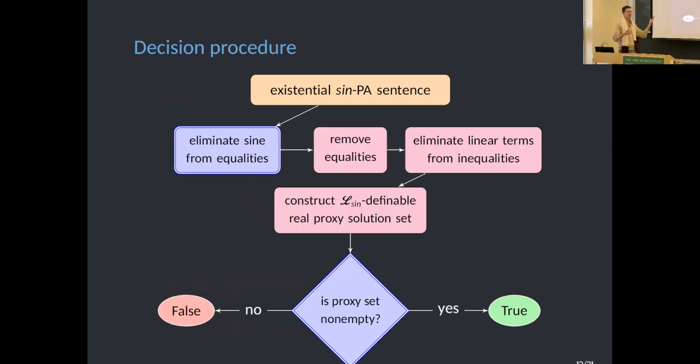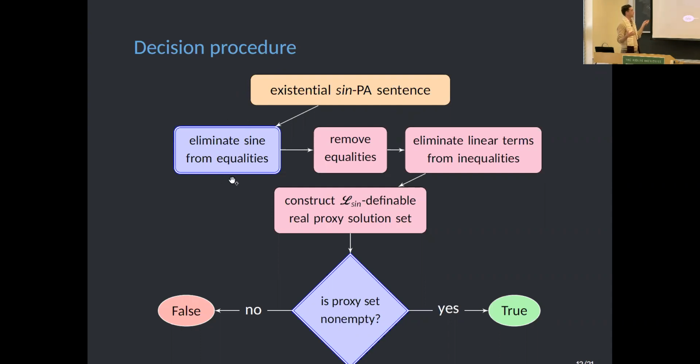Okay, so here's the diagram. Again, if we remember from the introduction, the result is going to be that the existential theory of sine PA is decidable. And so I'm going to present a decision procedure. I did mention that it depends on assuming Chanel's conjecture holds for C. In this diagram, these blue double bordered steps are those which currently use Chanel's conjecture.